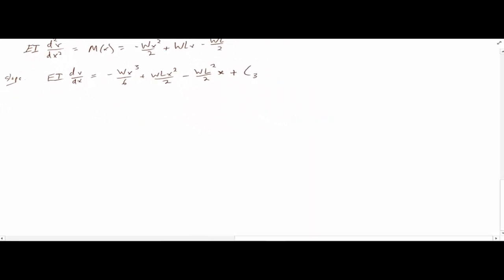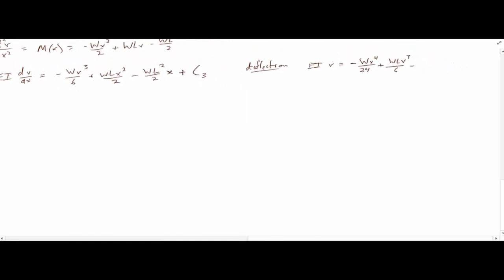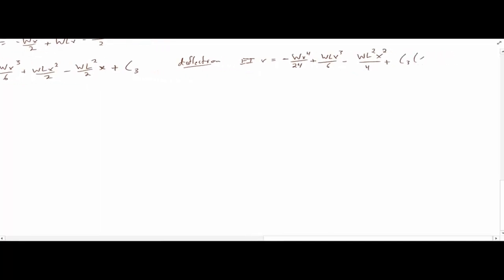And then we'll do our deflection equation here. So deflection. And so EI nu equals, integrating our slope equation, we get negative WX to the 4th over 24 plus WL x cubed over 6 minus WL squared x squared over 4 plus our third constant of integration multiplied to x plus a fourth constant of integration.